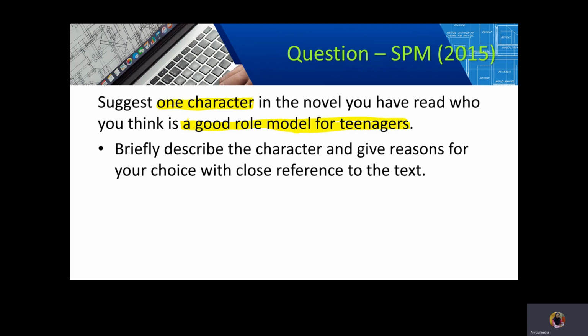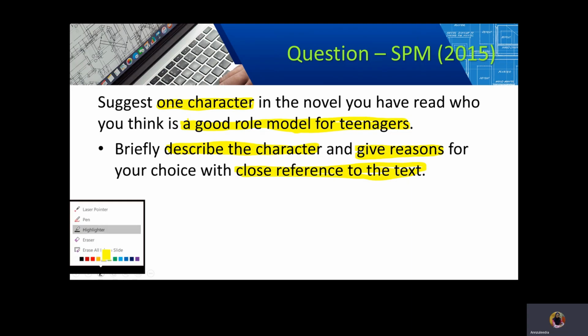Next keyword, describe the character. You need to describe the character a bit. And then the next one, give reasons why you think that the character is a good role model. And of course, close reference to the text. What it means here is that you need to provide textual evidence from the book. You need to make known to the examiner that you have read the book.